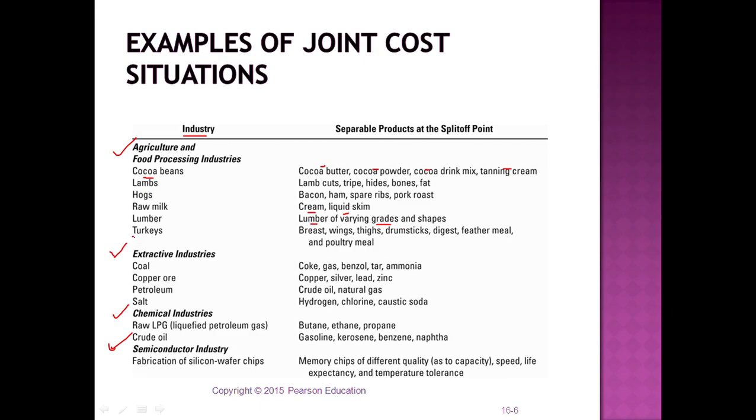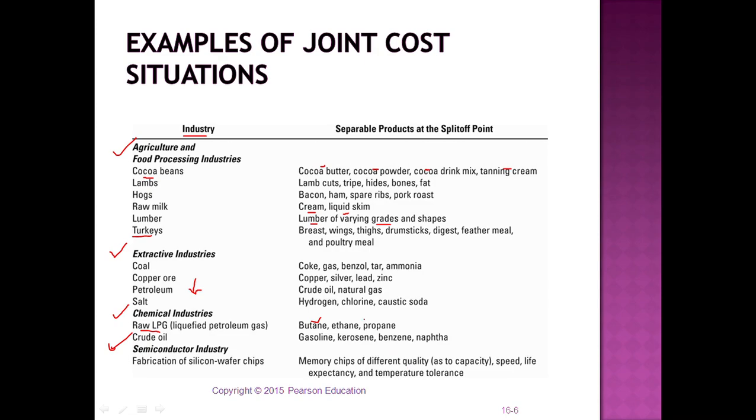Maybe in the turkey or chicken industry, you may have breast, wings, thighs, drumstick, and so on, which you could separate at the split off point. Similarly, in the coal industry, you may have coke, gas, benzol, ammonia, and other examples in other industries. Maybe if I'm talking about the chemical industry, in the LPG, you may find that butane, ethane, or propane could be the different products. Maybe in crude oil, you can have gasoline, kerosene, benzene, and so on.